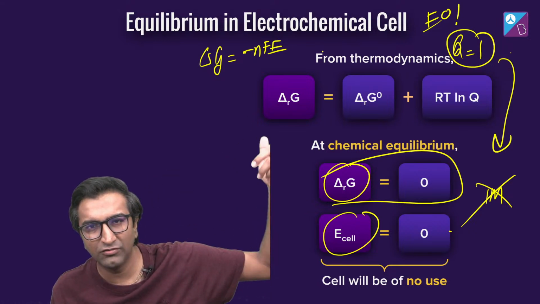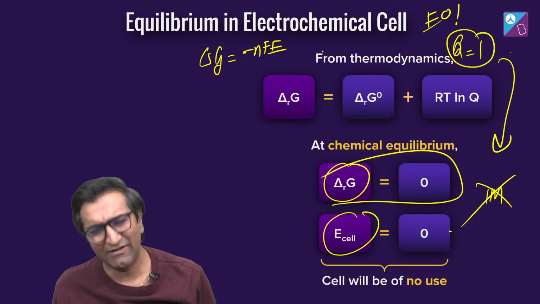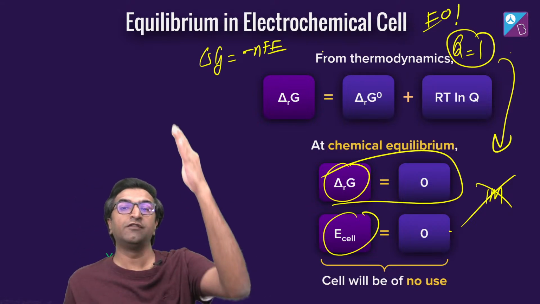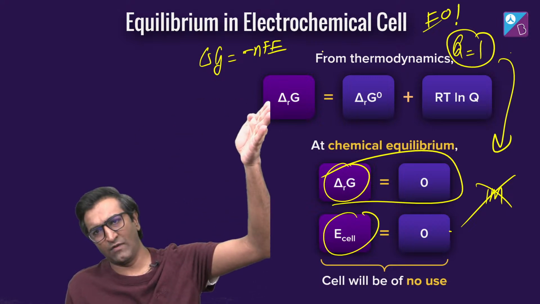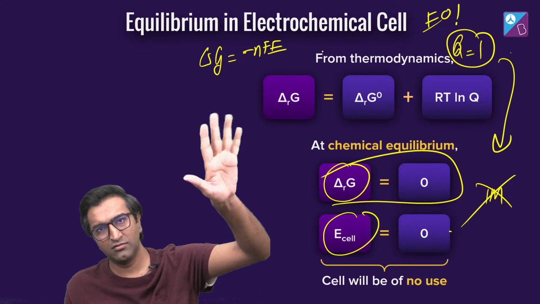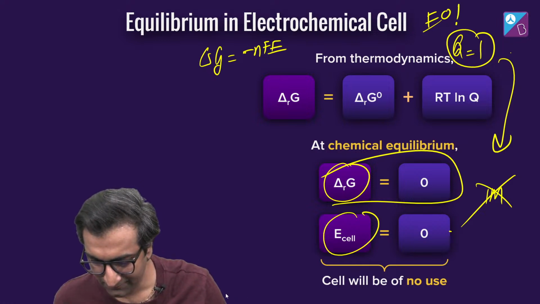Are you able to catch on to this? Is this making sense to you or not? Maybe yes, no, maybe. Why am I saying Q is 1? You take all concentrations to be 1 molar, all pressures to be 1 atmosphere, and obviously Q will be equal to 1, no? Cool. सोचो थोड़ा इसके बारे में. ठीक है?